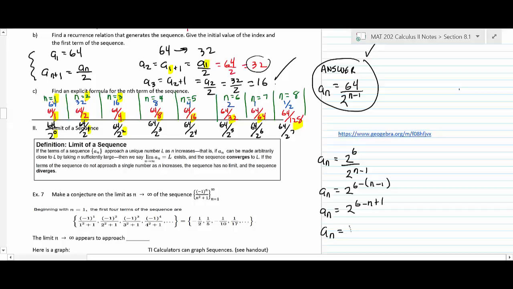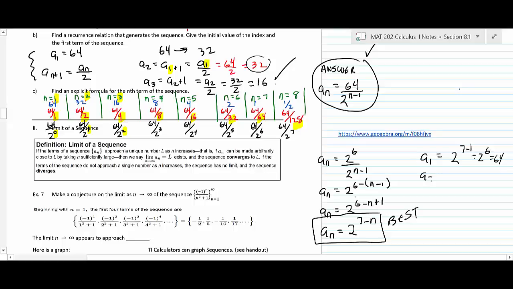So you get a sub n is equal to 2 to the 6 plus 1, which is 7, minus n. That's probably the best way to write the formula. It makes it really easy to get the answer. To me, it's just a simpler form of that. And notice that it would work. If you had a sub 1, you would have 2 to the 7 minus 1. That's 2 to the 6, so that's 64.